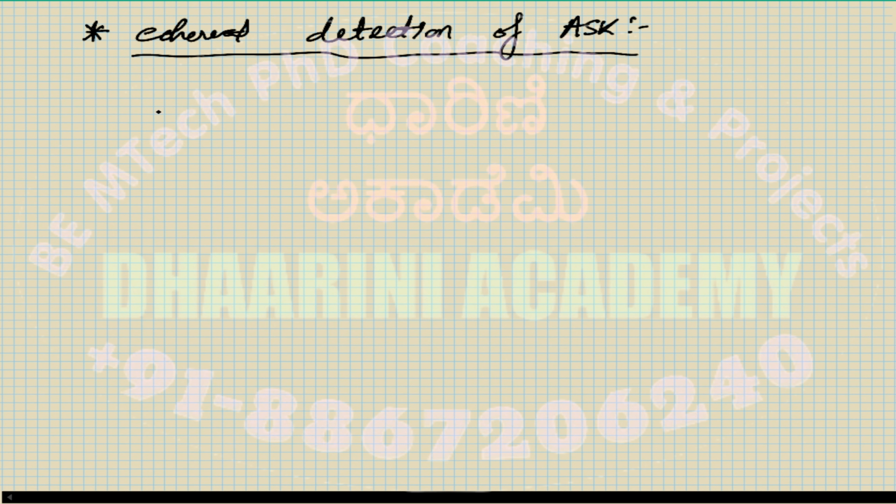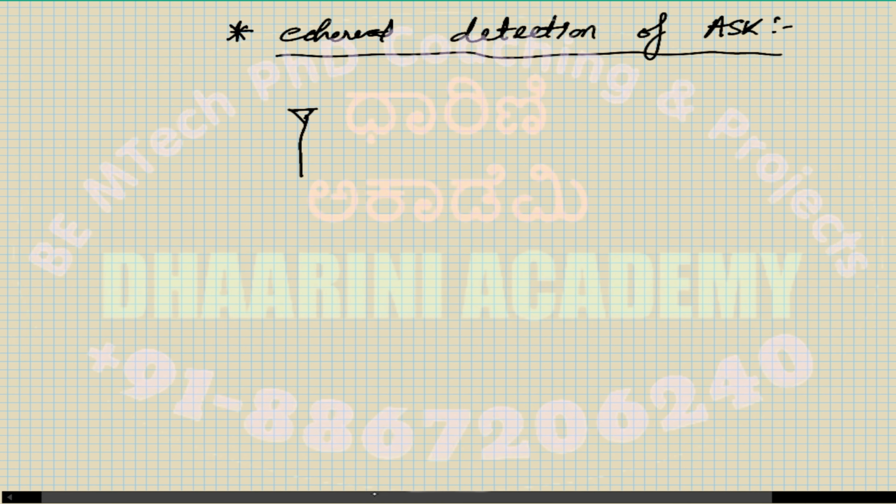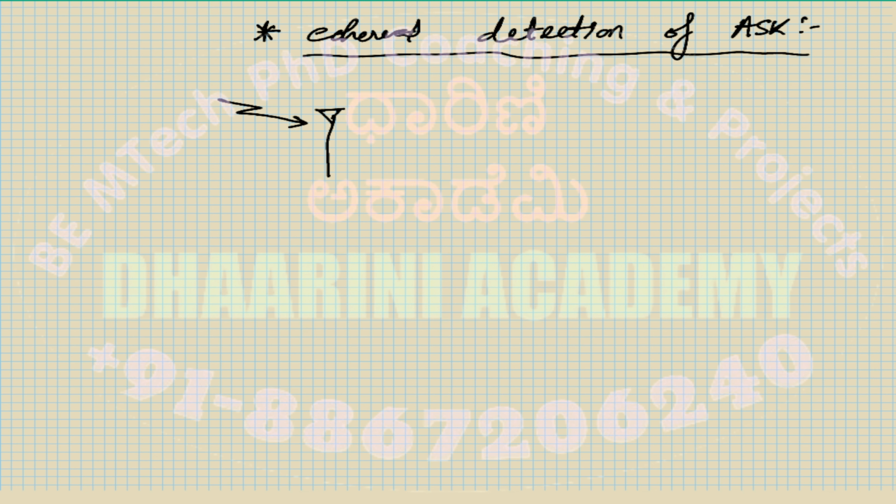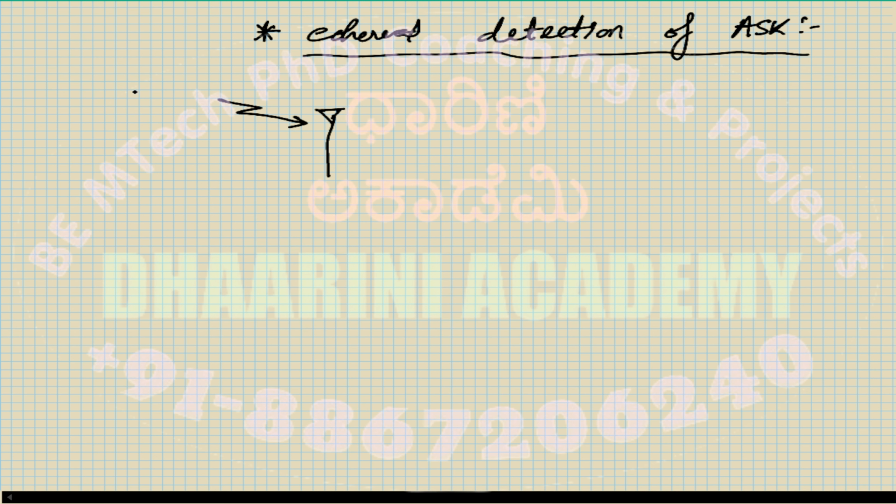Let us assume that there is an antenna. This antenna basically picks up the signal which is coming from space. So I'll write it like this. What you are receiving is the ASK signal. This is the ASK waveform that is received by the antenna. Let's denote that as x of t. So the ASK signal that is received here is x of t.